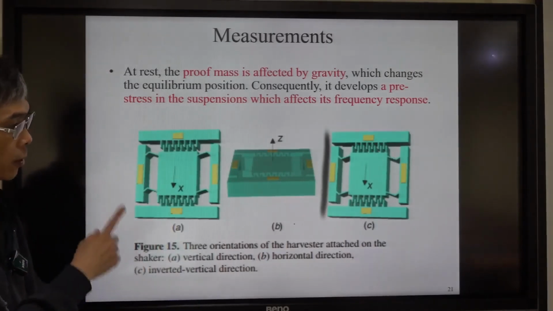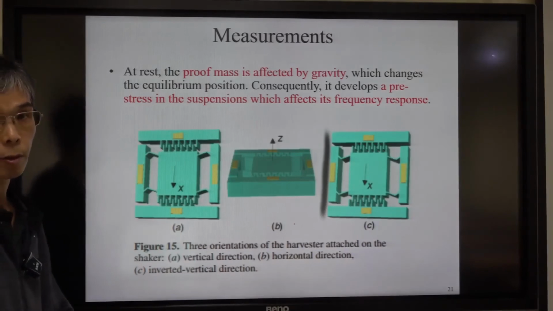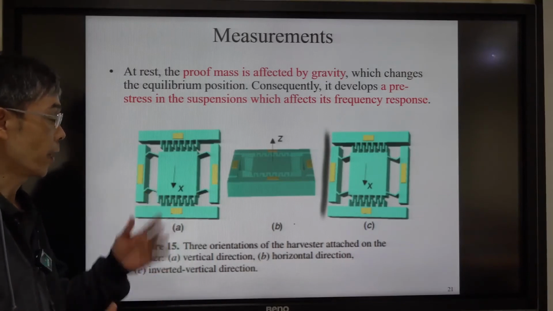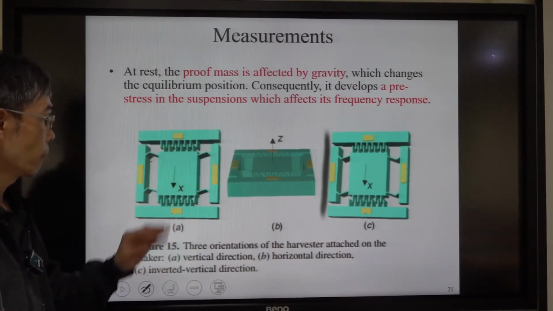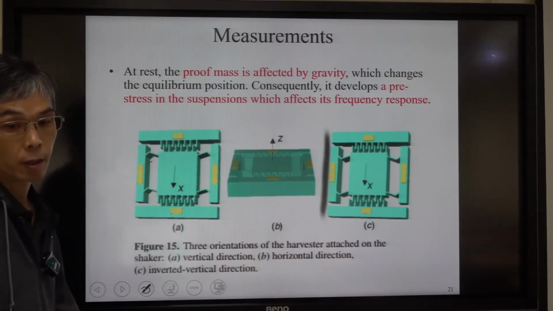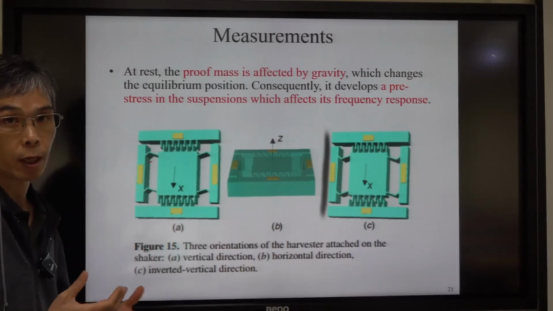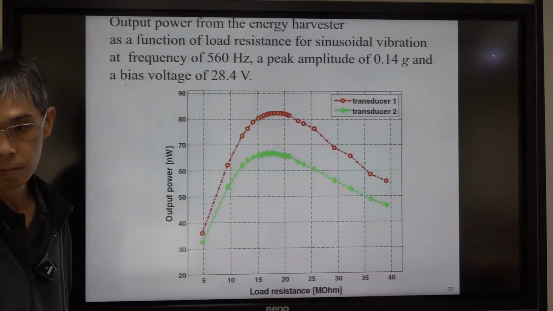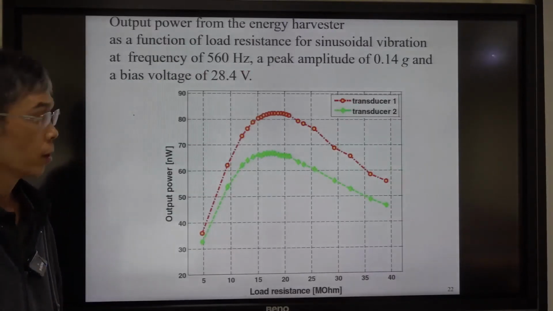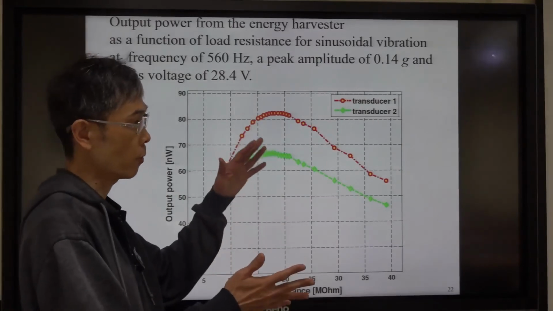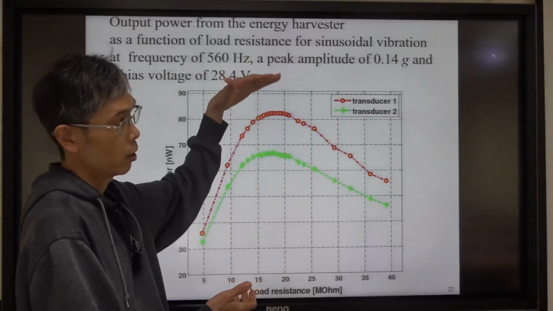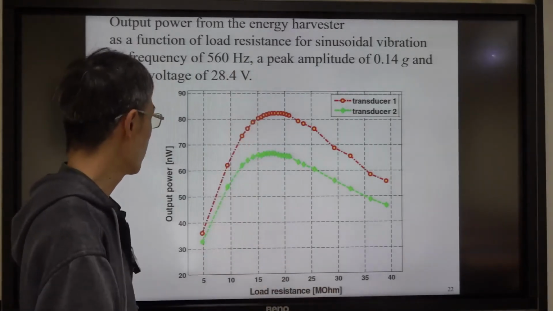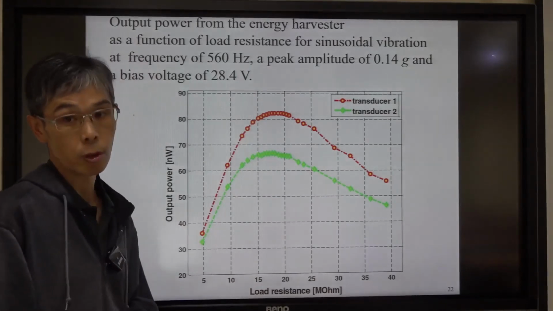And in this device, we could consider the gravity, because gravity may play a role in this device. The mass may be attracted by gravity, and the gravity will influence our testing result. We have two transducers for our device. Transducer 1 is at the top, and transducer 2 at the bottom. So here is the frequency response of these two transducers.